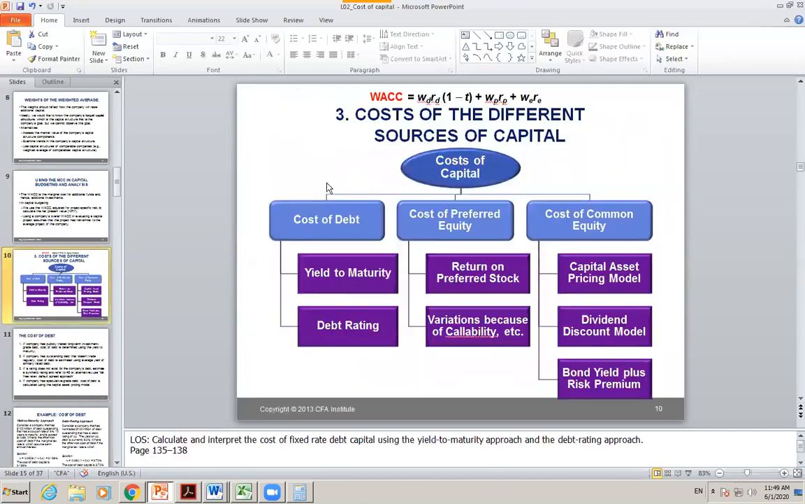So far we are done with the cost of debt. Okay. Yield to maturity, debt rating. Any questions, guys? If you have any questions, how to calculate these things you have already known. The debt rating you don't have to calculate, you just grab the number directly, and the yield to maturity you calculate. But everything should be adjusted to the tax. This is what you should keep in your mind.